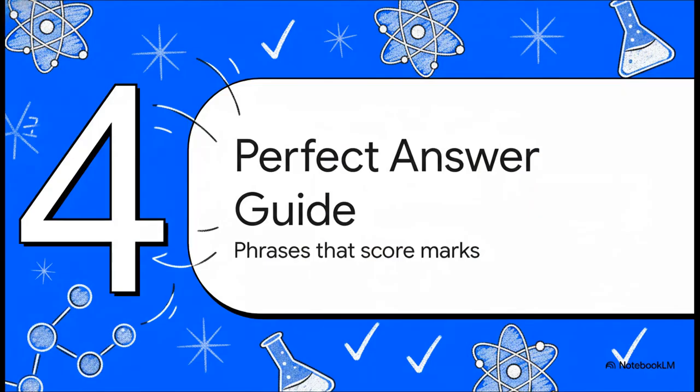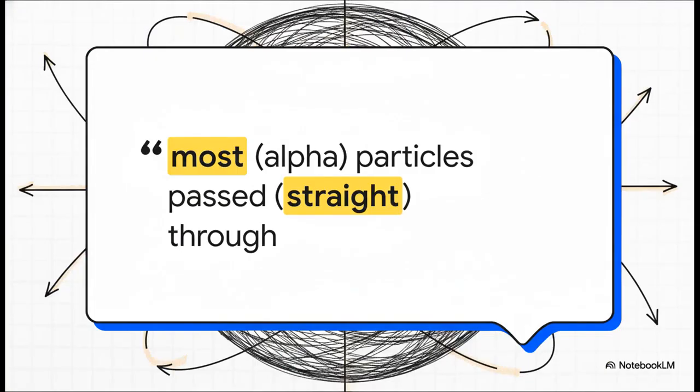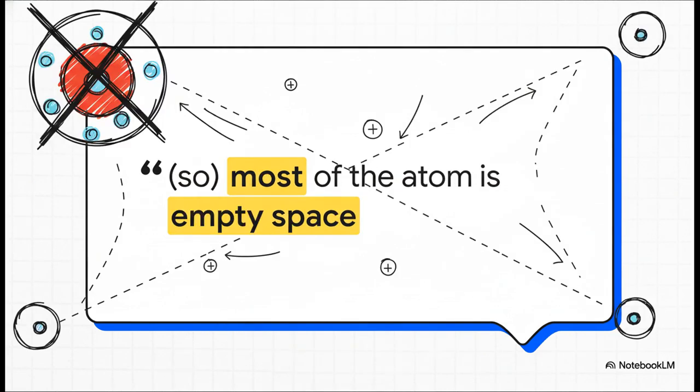Let's break it down. So if you want to be absolutely certain you're getting all 4 of those marks, let's look at the exact phrases an examiner is looking for. This is what separates a pretty good answer from a perfect, full marks answer. First thing you have to do is state the main observation, clearly. The vast majority of alpha particles they fired at the gold foil just went straight through, completely unaffected. So what does that mean? Well, if most of the particles went straight through, the only possible conclusion is that atoms are mostly empty space. This was a huge revelation. It completely contradicted that solid plum pudding idea.